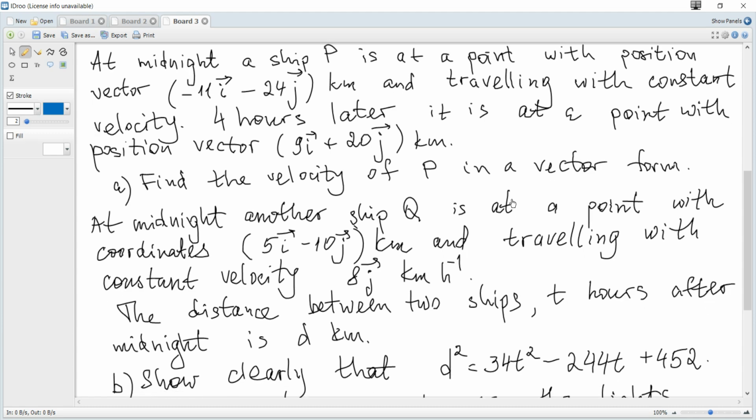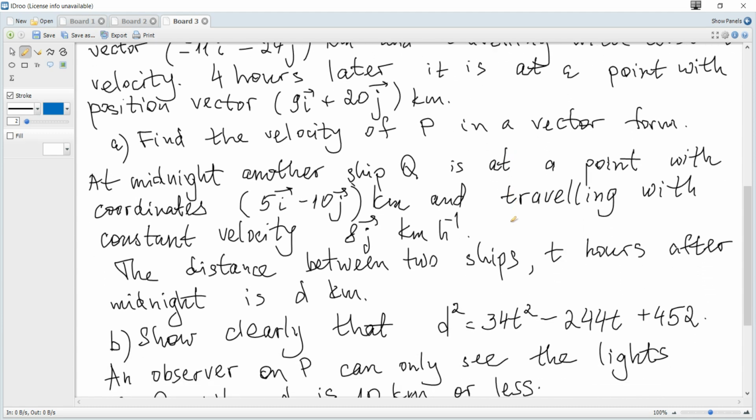Next, at midnight, another ship Q is at a point with coordinates (5, -10) kilometers and traveling with constant velocity (0, 8) kilometers per hour. The distance between the two ships, t hours after midnight, is d kilometers. Question B, show clearly that d squared is equal to this expression.